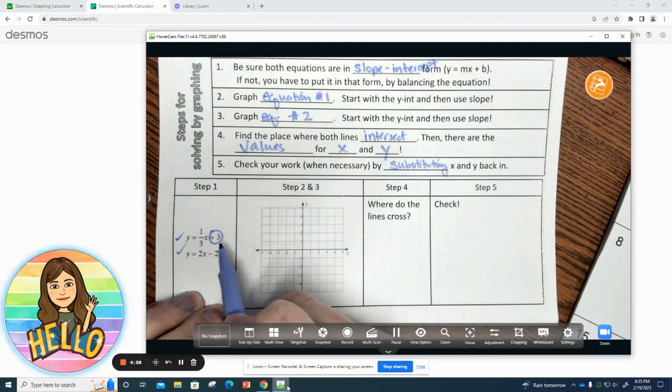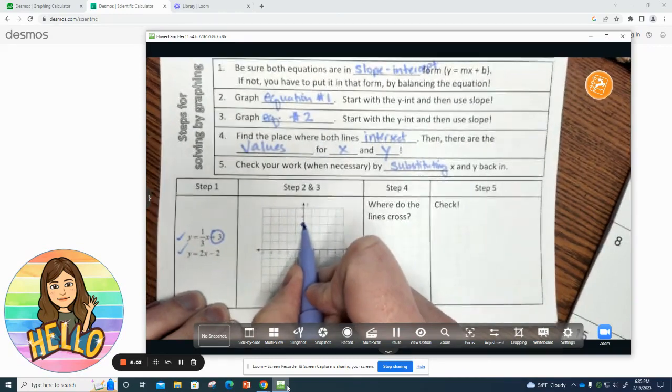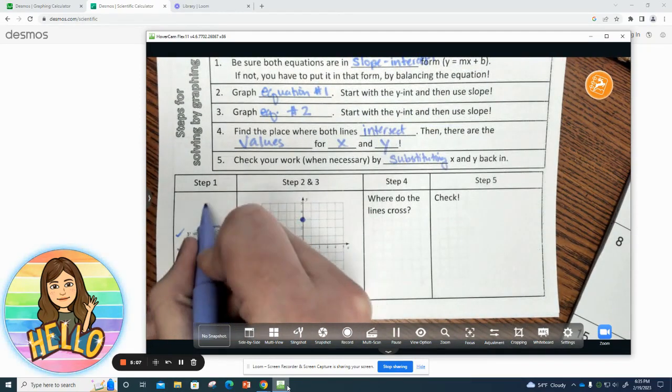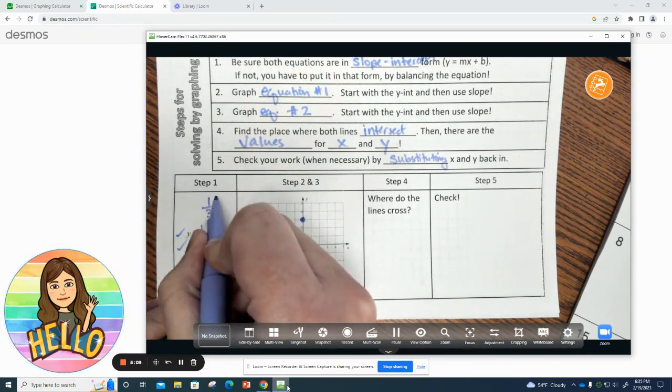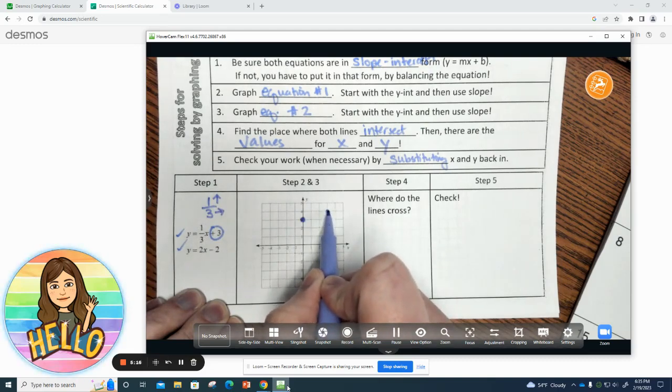So this is a 3, so I'm going on the y-axis and finding 3. I'm going to put a dot there. Then our slope is 1/3, so rise and run. If it's positive, we're going up and right. So up 1, right 3.